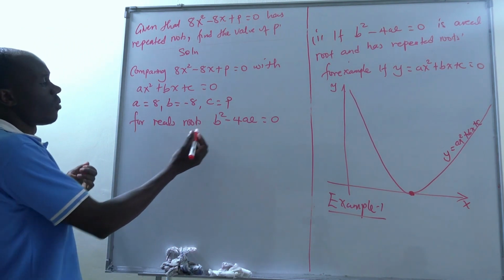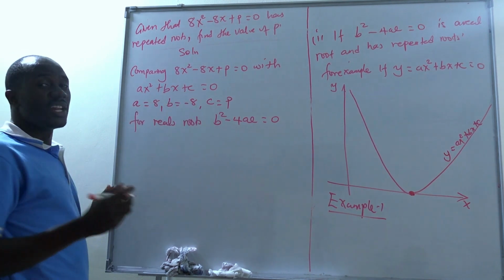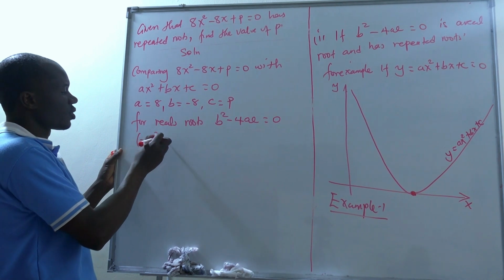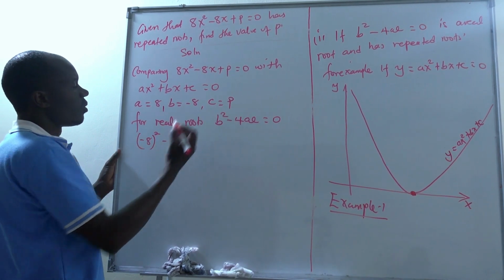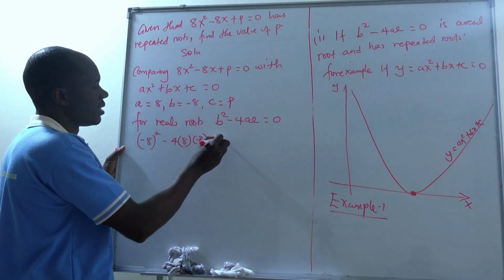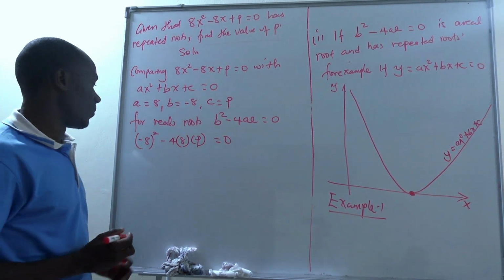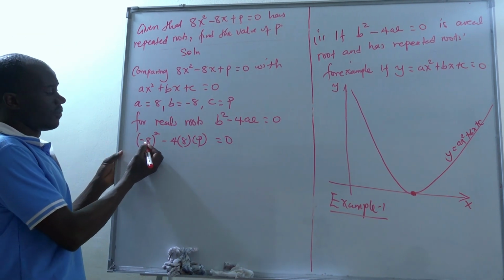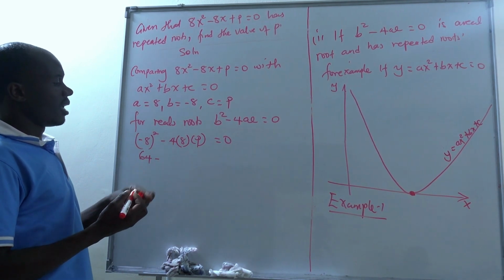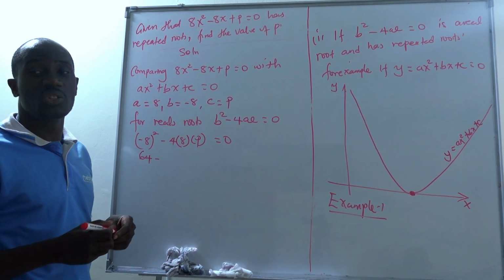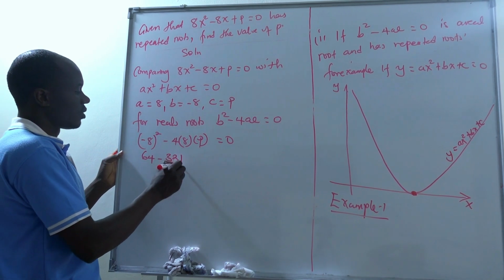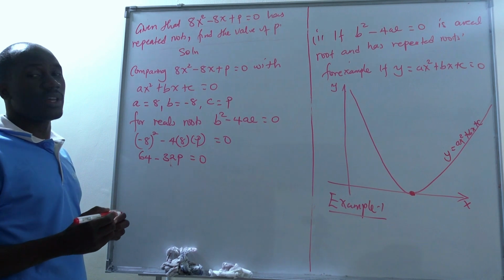We have already got b, which is negative 8. Substituting, we say negative 8, the whole of it squared, minus 4 into a, which is already 8, and c, which is already p, the whole thing equals 0. So we go ahead. Negative 8 squared, you get 64, minus 4 times 8, you come out with 32, times p, it will be 32p. Then you can now collect like terms.